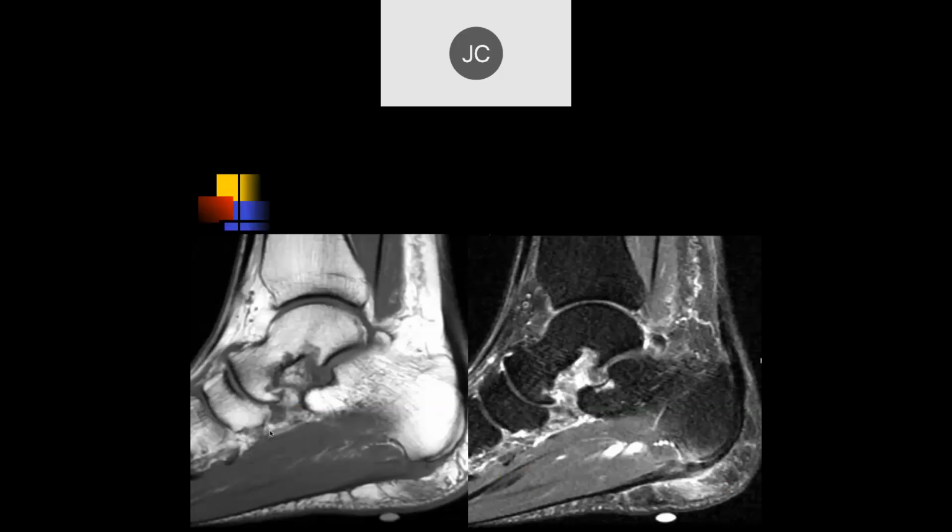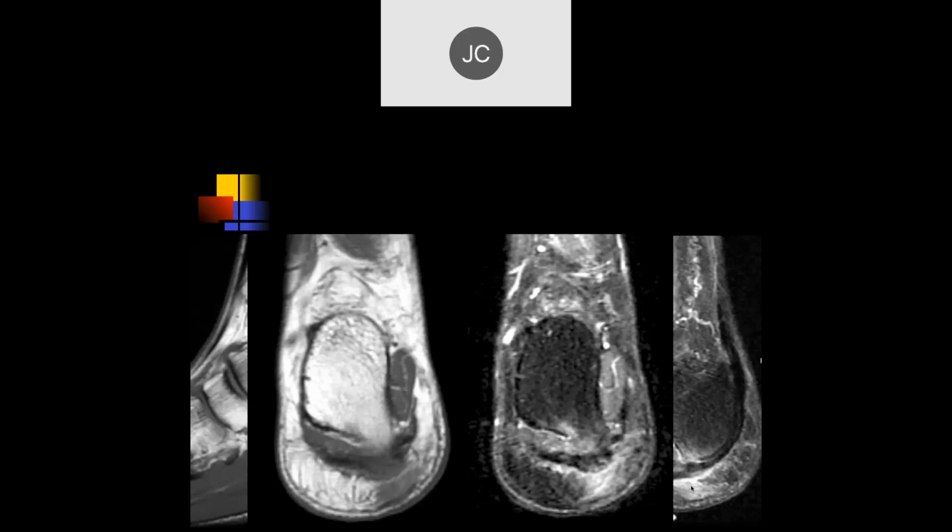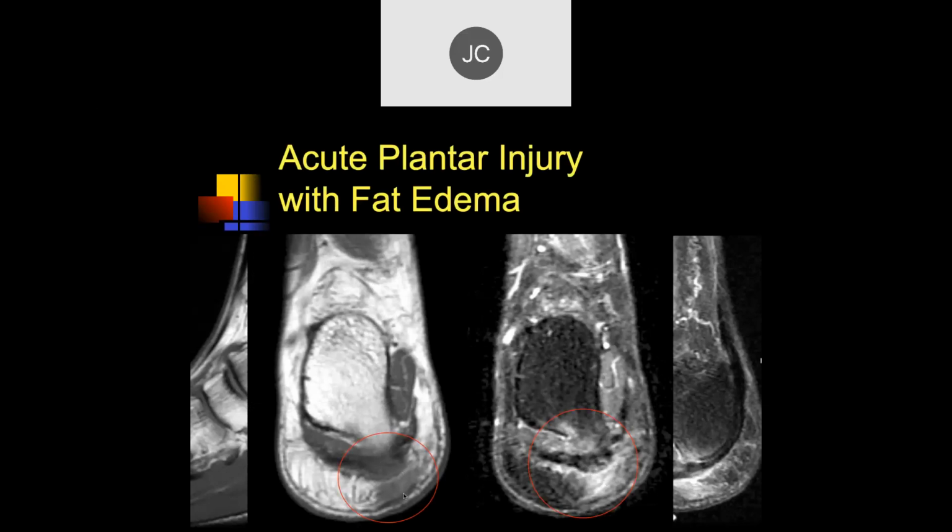Okay, Robert? Here it looks like there's a lot of thickening and edema of the plantar fascia, some heel pad edema, and some calcaneal insertional edema as well. Good, yeah. So here we also have edema within the pads. We can see thickening, increased signal intensity, a very common finding. This happened to be an acute injury with a contusion of the fat pad.